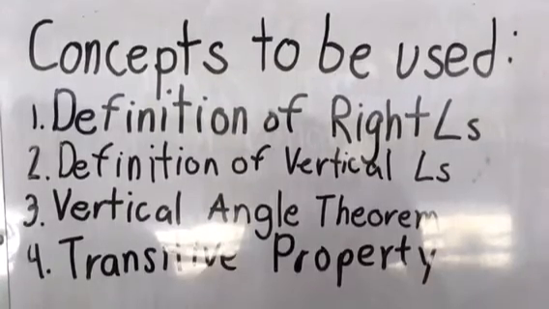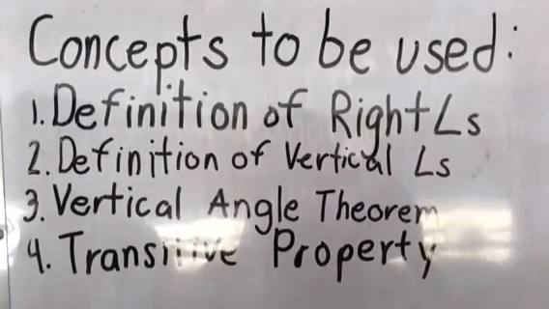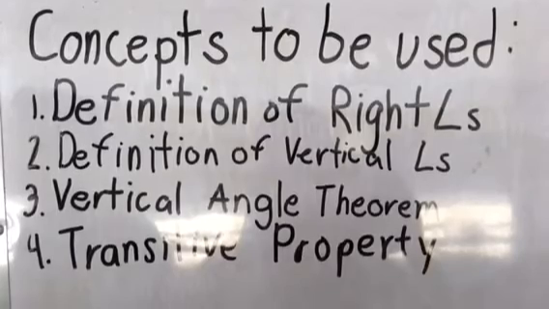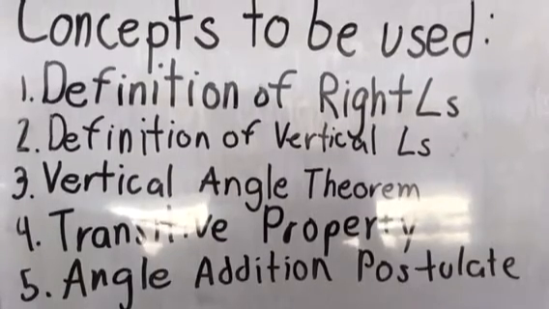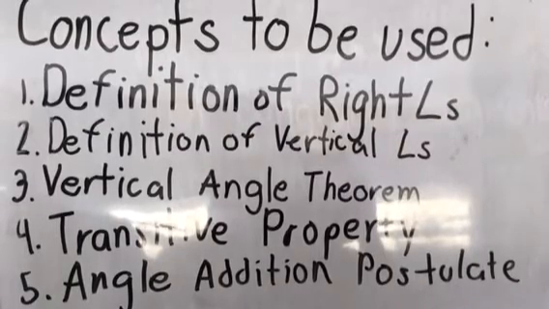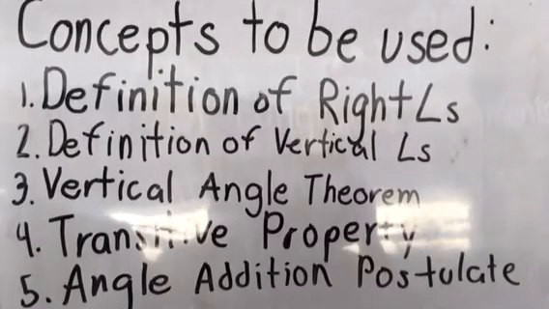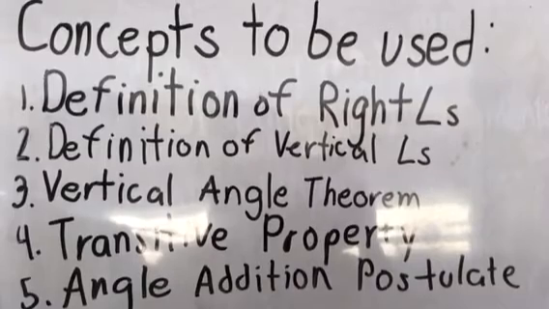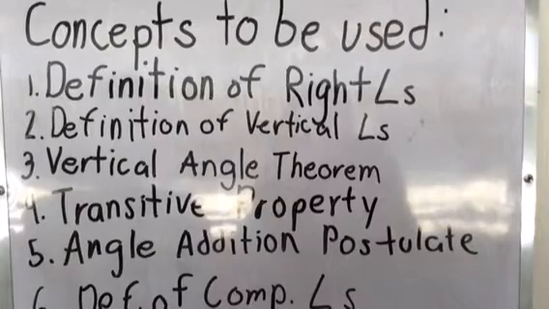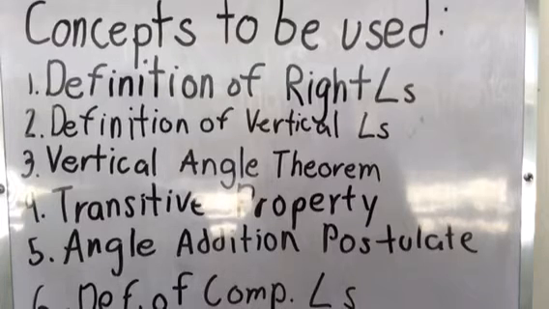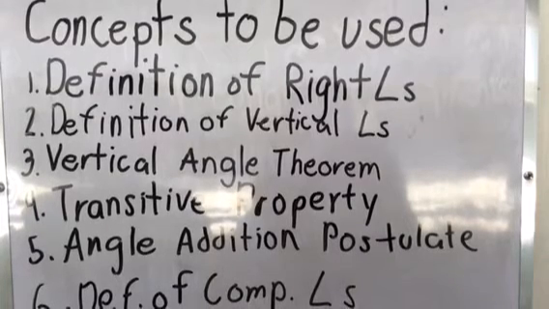The transitive property states that if A equals B and B equals C, then A equals C. If a point lies on the interior of an angle, that angle is the sum of two smaller angles with legs that go through the given point. That is the angle addition postulate. Complementary angles are two angles that add up to 90 degrees.